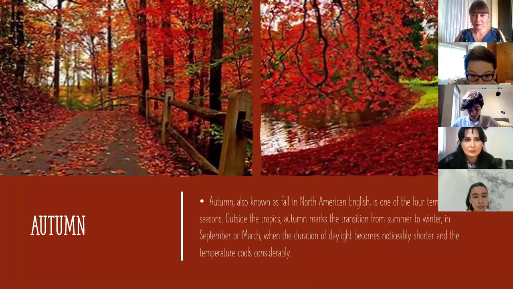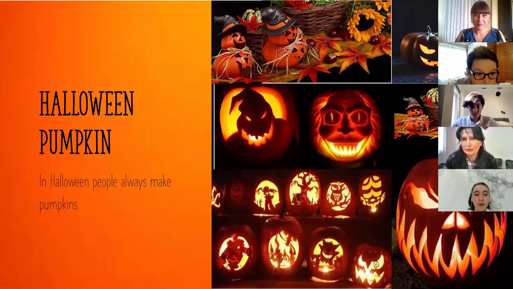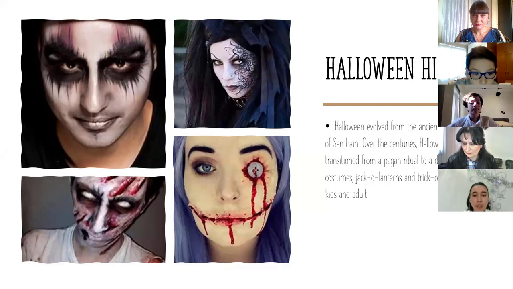Daylight decreases and the night lengthens as the season progresses until the winter solstice in December and June. One of its main features in temperate climates is the shedding of leaves from deciduous trees. Halloween pumpkins. At Halloween, people always make pumpkins. Halloween's history. Halloween evolved from the ancient Celtic holiday of Samhain. Over the centuries, Halloween changed from a pagan ritual to a day of parties, costumes, jack-o'-lanterns, and trick-or-treating for kids and adults.